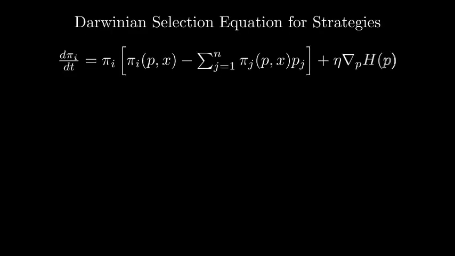Let's start by looking at the full equation. This equation might look intimidating at first, but our goal is to break it down piece by piece. It describes the change in popularity or market share of a given investment strategy over time. Essentially, it tells a story about competition and innovation in financial markets, drawing a powerful analogy to biological evolution.